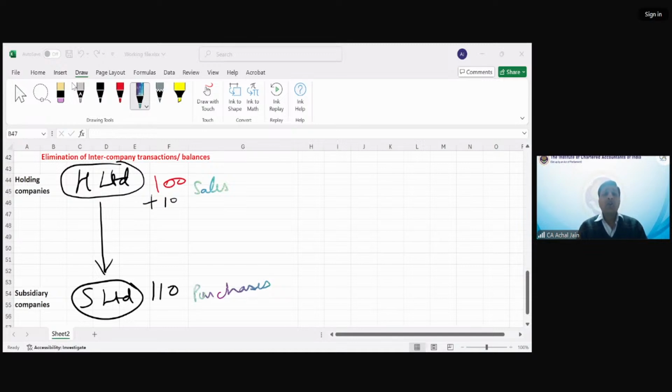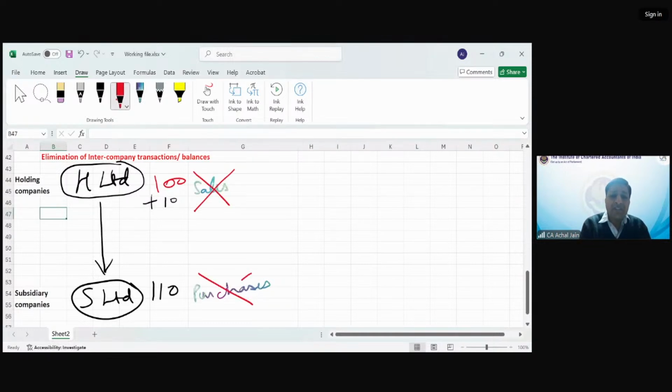No, you will eliminate the intercompany transaction. The transaction is that of sales and purchase. So this sale will be eliminated in the P&L and the purchase will be eliminated in the P&L. Both of them should get eliminated. Yes, 110 is the amount. Very good, Bhavna just mentioned 110.